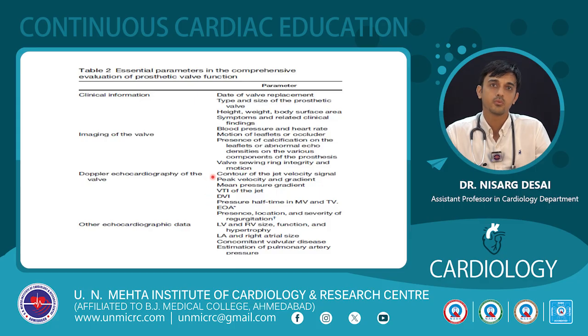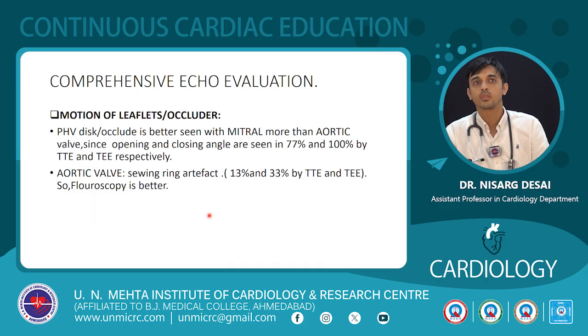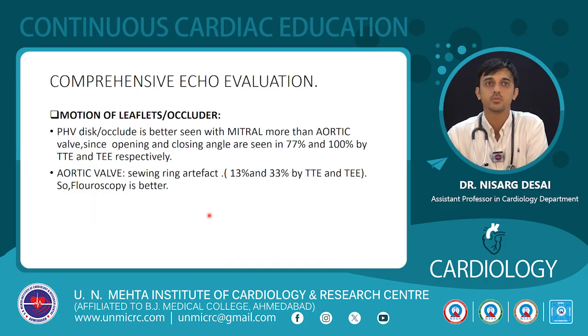So basically the Doppler would be in the form of contour of the jet, the peak velocity gradient, the DVI, the pressure half time only in cases of mitral valve, and EOA, and whether there is presence of any pathological regurgitation. And as discussed, whether there are any supportive findings. Supportive findings include whether there is LV hypertrophy or not, or pulmonary hypertension or not, or LA or RA dilatation in cases of severe MR and TR respectively. So we'll just brief the comprehensive echo evaluation.